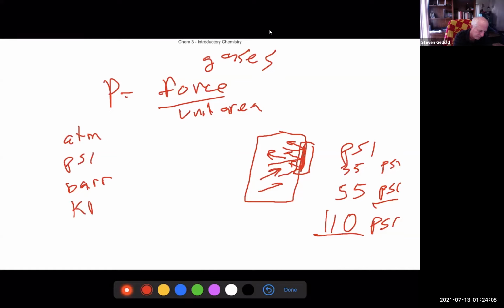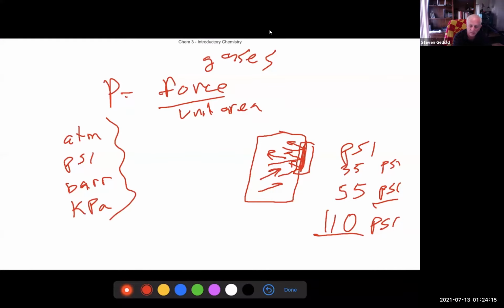Kilopascals. These are all measurements of pressure. Just like with temperature, we have degrees centigrade, Fahrenheit, and Kelvin. These are 10 ways you can convert between different pressures. It's still the same pressure. They're just different units you can use to express pressure.